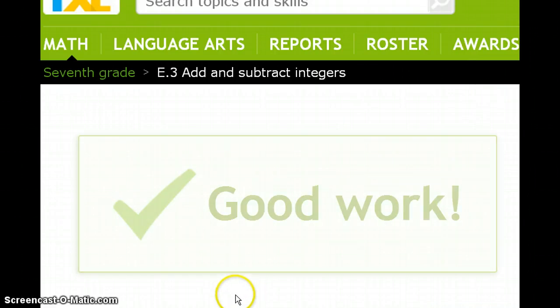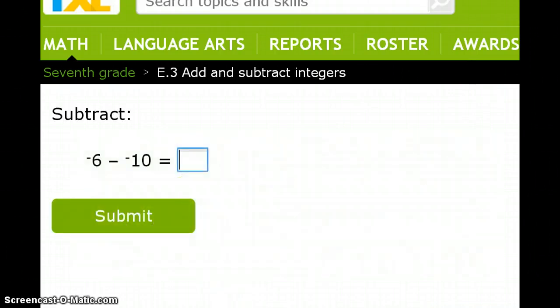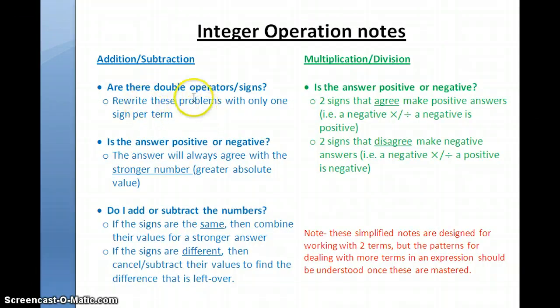Let's go back to our notes for a quick second and see what we've been doing. Looking at double operator signs, we write them as only one sign per term. If you see adding a negative, that is the same as subtraction. Or if you see subtracting a negative, that is really the same as addition. The negative makes the operator do the opposite.